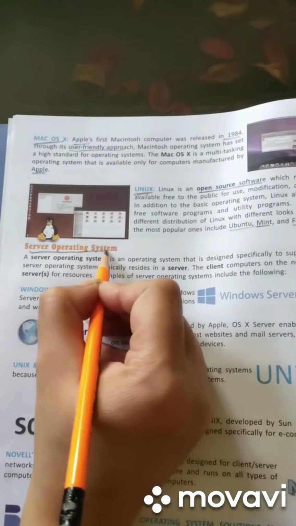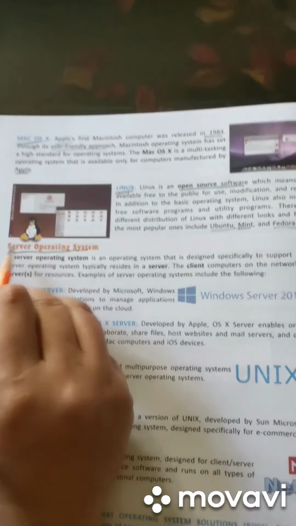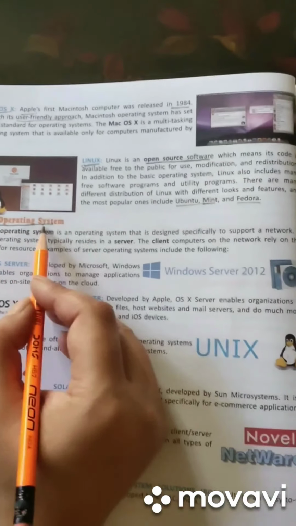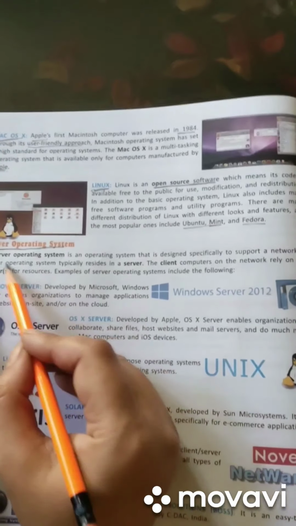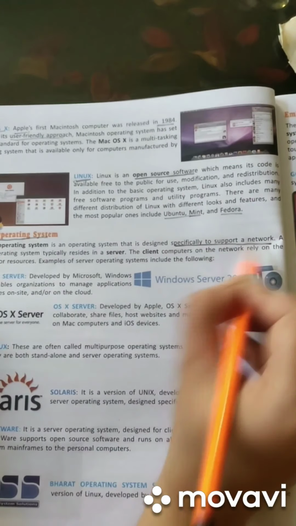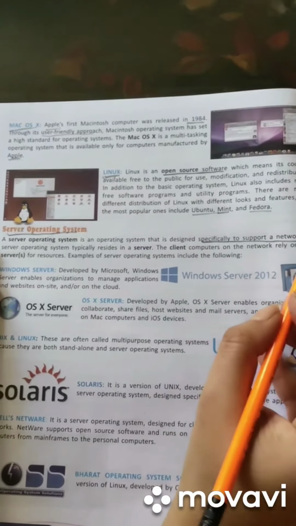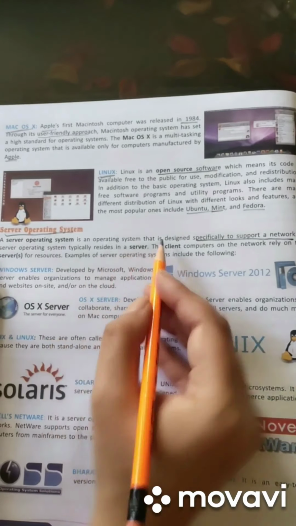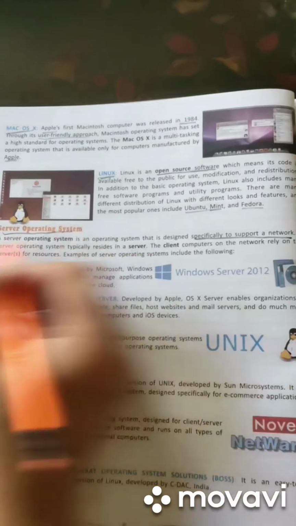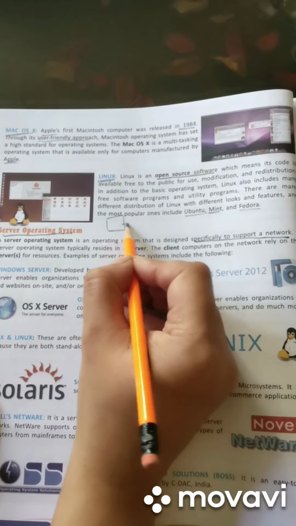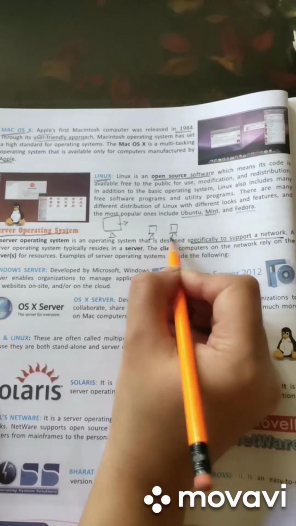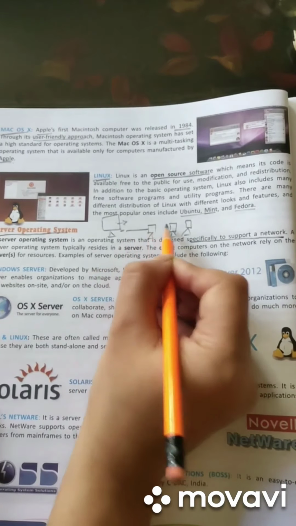Next we have the server operating system. From the name itself, you are easily able to understand that the operating system which supports a network is called a server operating system. Let's see their definition. A server operating system is an operating system that is designed specially to support a network, to establish communication between devices. A server operating system typically resides on a server and a client. Now, the concept that mostly arises here is that all the information is stored in your server. Server is a main computer where the information is stored, and the rest of the systems are connected with the main server.